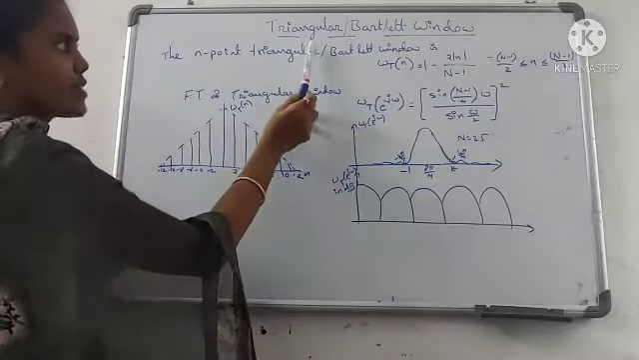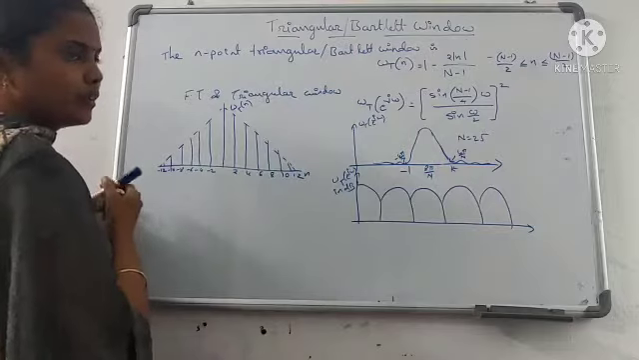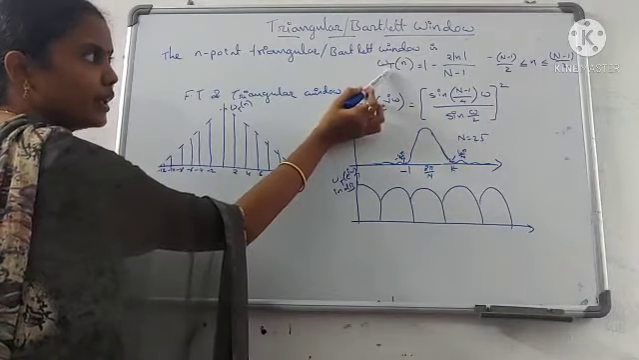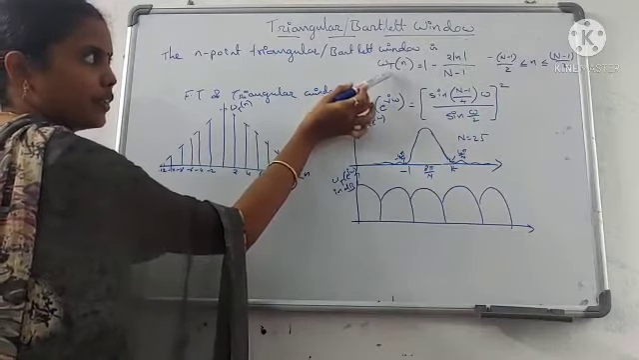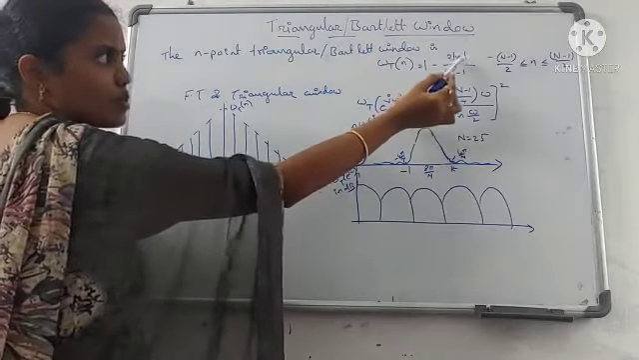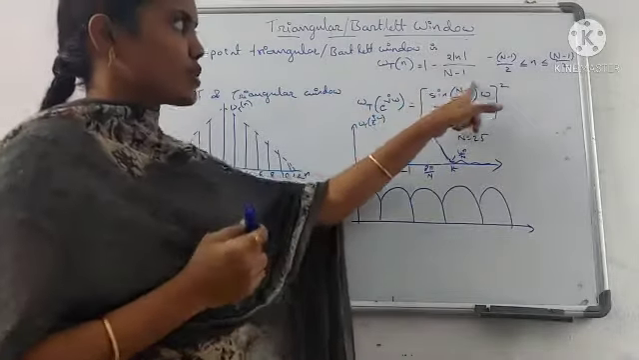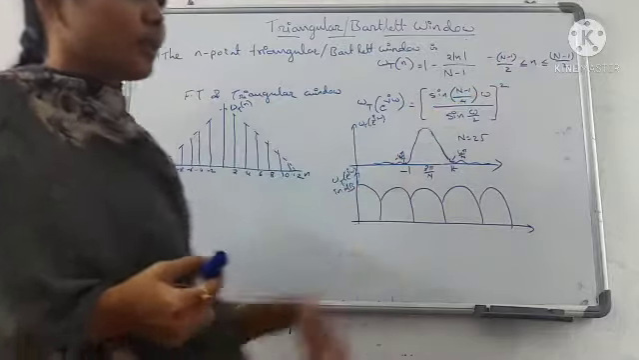So the next window technique is the triangular window, or Bartlett window. Here is the N-point triangular Bartlett window, which is given as W_T of n. Capital T represents triangular and W represents window. W_T of n is equal to 1 minus 2 times mod of n divided by N minus 1, where n is in between the limits minus (N minus 1) by 2 to (N minus 1) by 2.